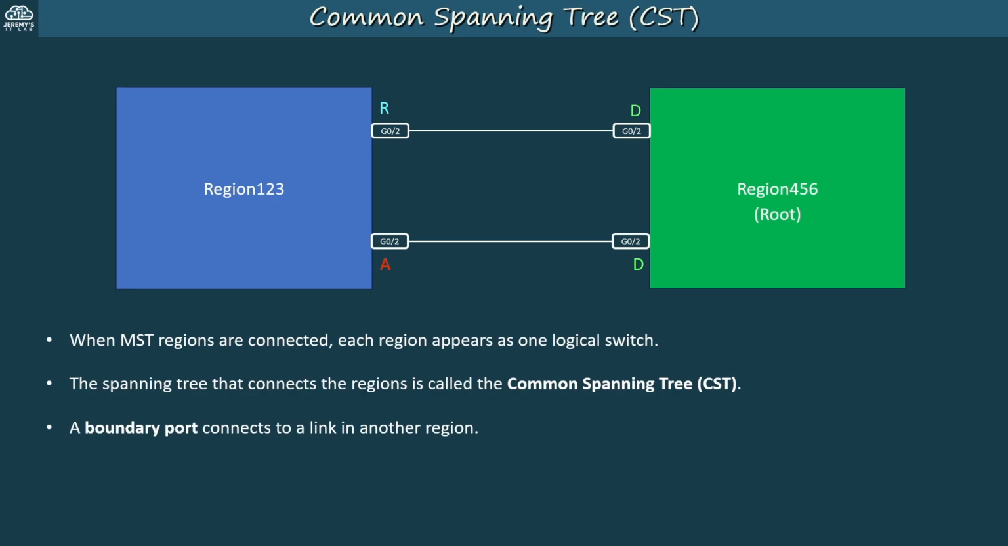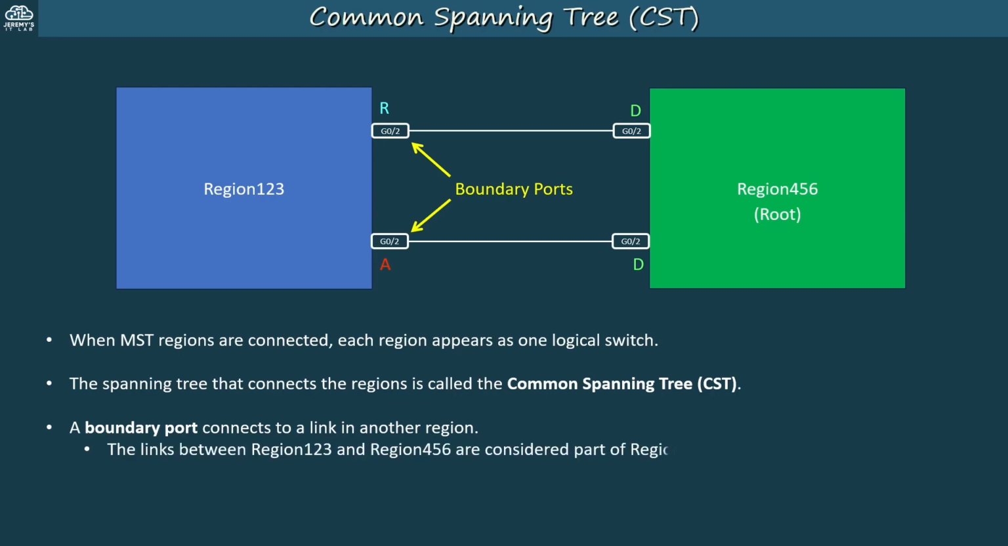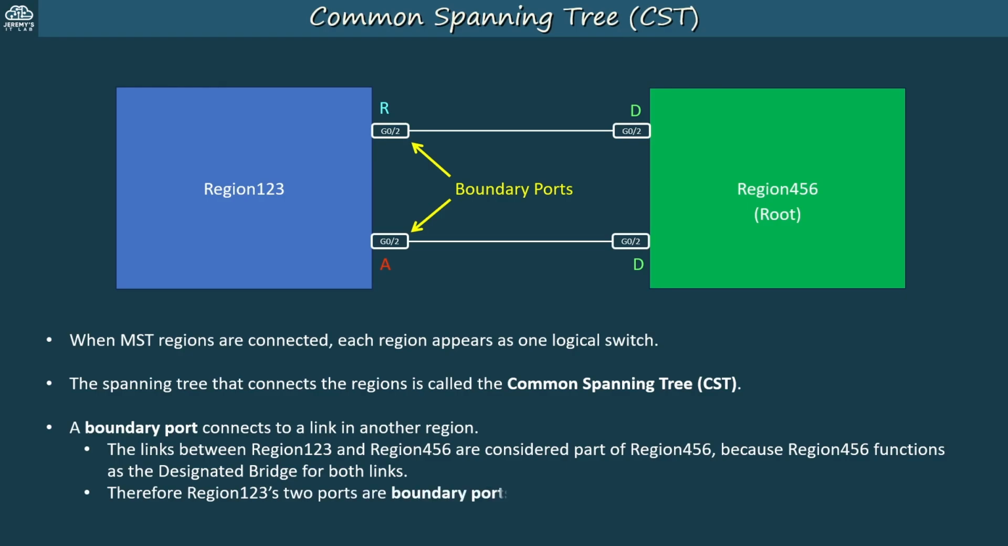The wording here is important. This doesn't mean that any port connected to another region is a boundary port. For example, Region 123's 2 ports here are boundary ports, but Region 456's aren't. The reason is that the links between Region 123 and Region 456 are considered part of Region 456, because Region 456 functions as the designated bridge for both links. Therefore, Region 123's 2 ports are boundary ports, because they connect to links that are part of a different region. And Region 456's ports are not boundary ports, because they connect to links that are part of the same region.